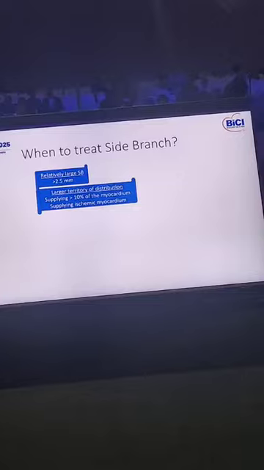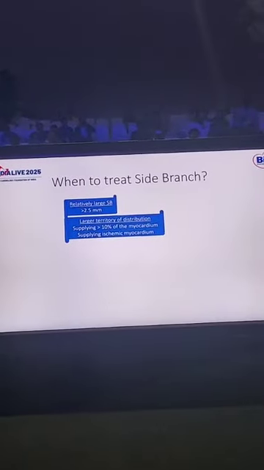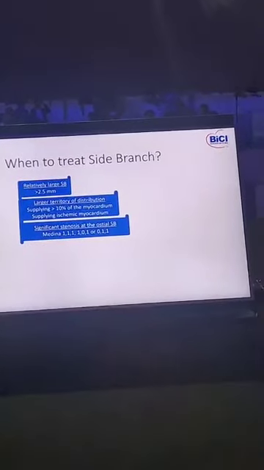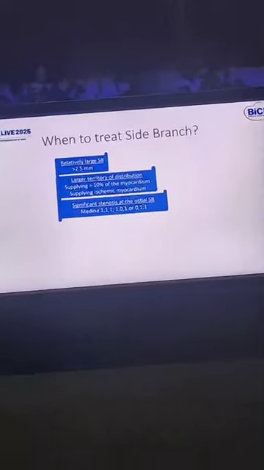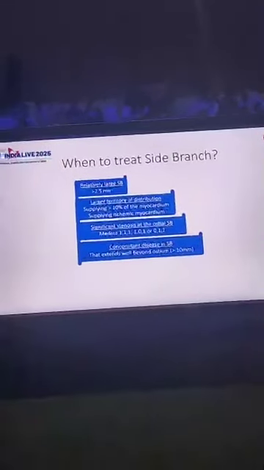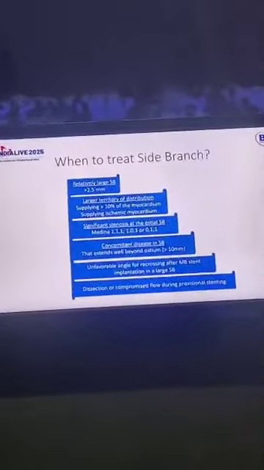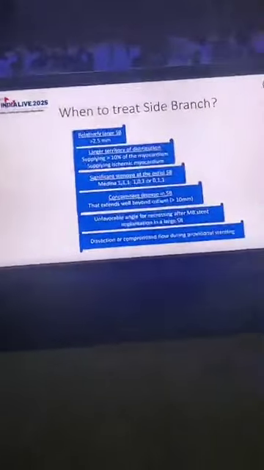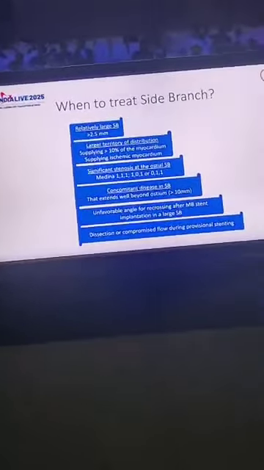So when you use the diagram, the large diagram with more than 2.5, larger derivative of distribution, significant fuel losses. Concomitant disease, length of the disease is beyond the oxygen, unfavorable handling, and of course, dissection of compromised flow during provision. So I would like to show two cases.